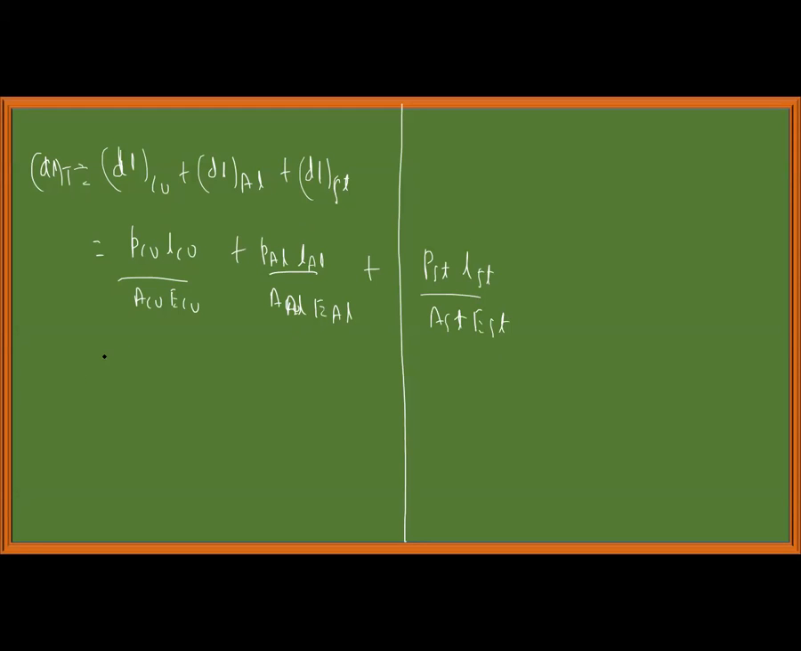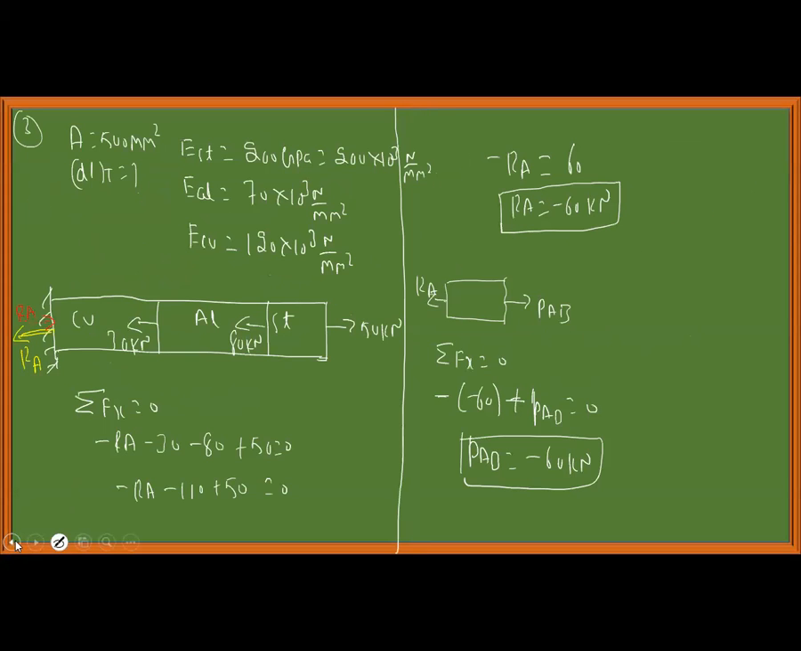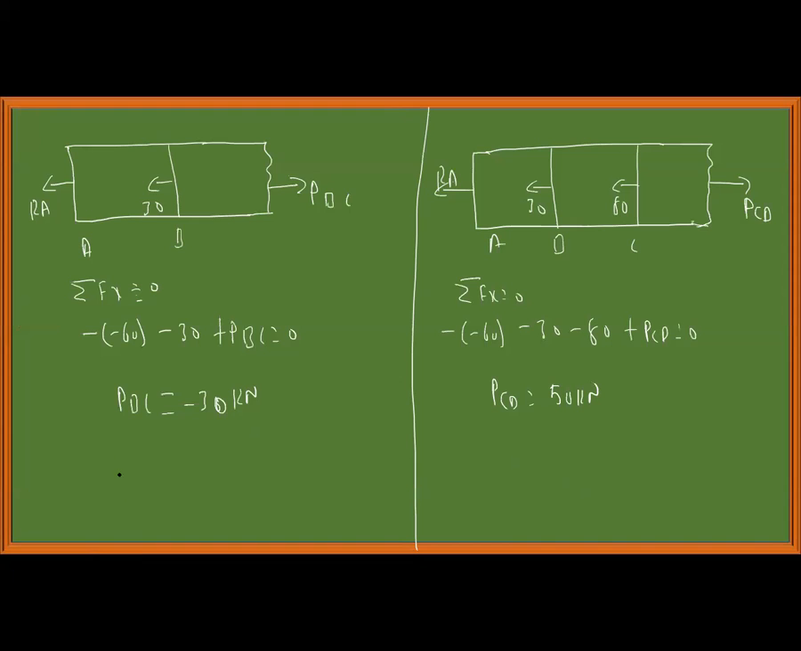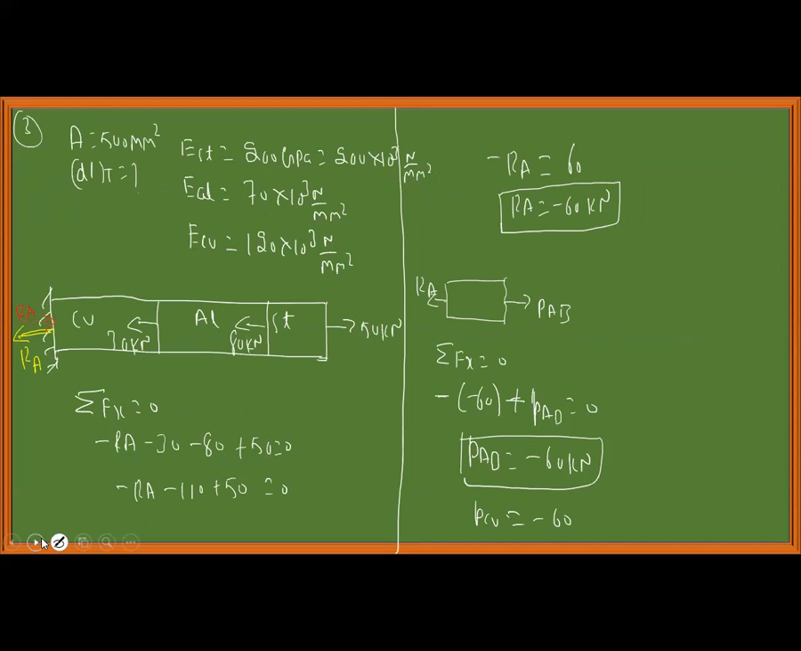Okay. Now I can write P of copper. P of copper is how much? This portion AB, it is equal to minus 60. P of copper is equal to minus 60 kilonewton. P of aluminum is equal to minus 30 kilonewton. P of steel is equal to 50 kilonewton. Okay, minus 60.